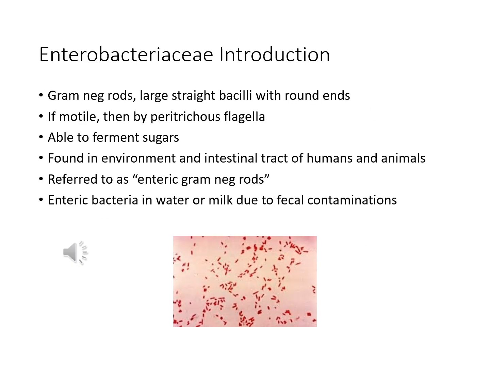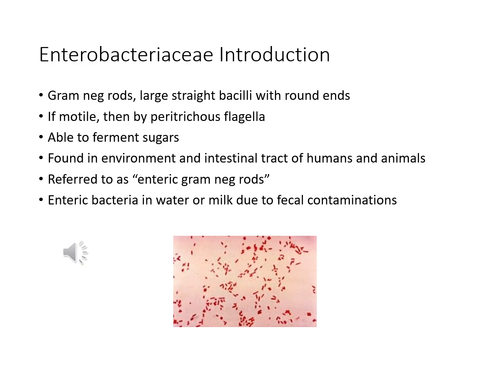Enterobacteriaceae, again, they're all gram-negative rods. Oftentimes they're large, straight bacillus with rounded ends. Not all are motile, but if they are motile, they do so by having peritrichous flagella. They are able to ferment sugars. They are found in the environment and the intestinal tract of humans and animals.